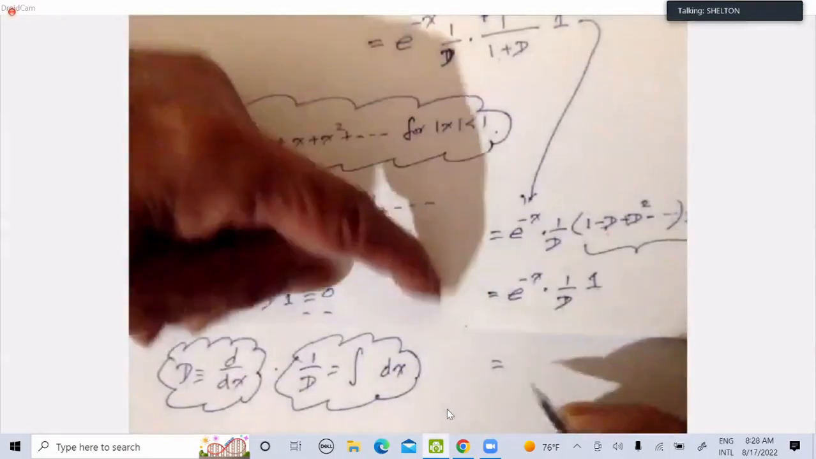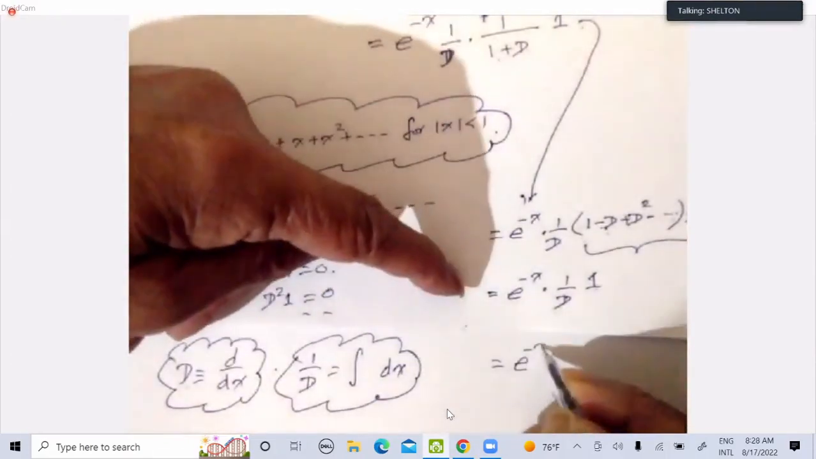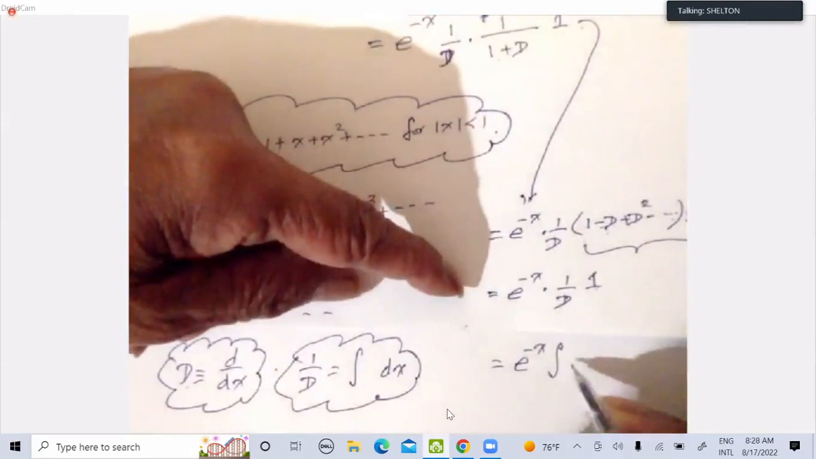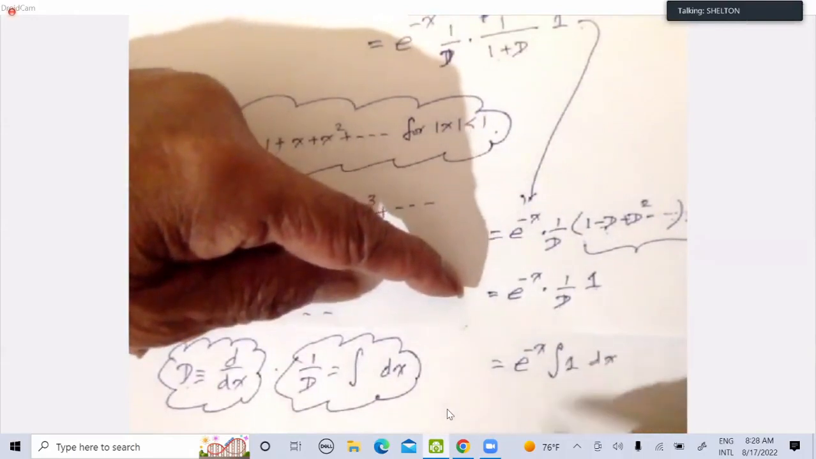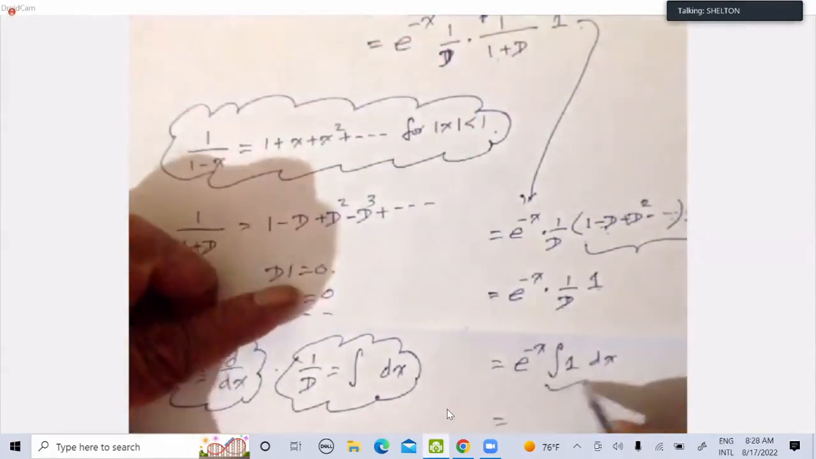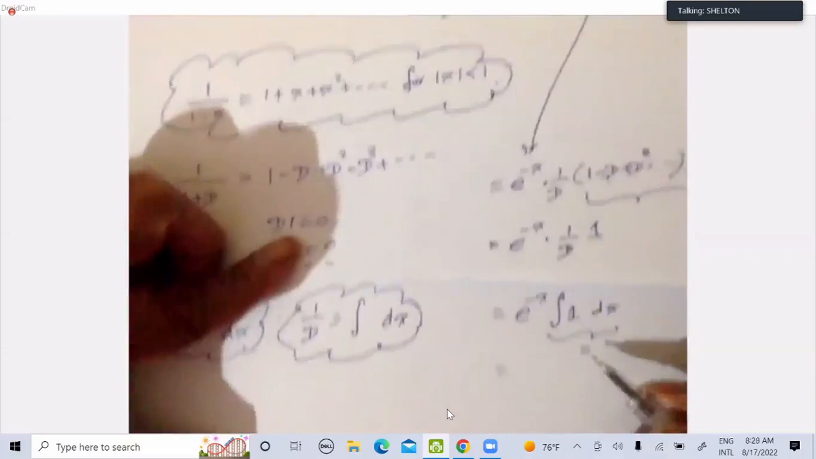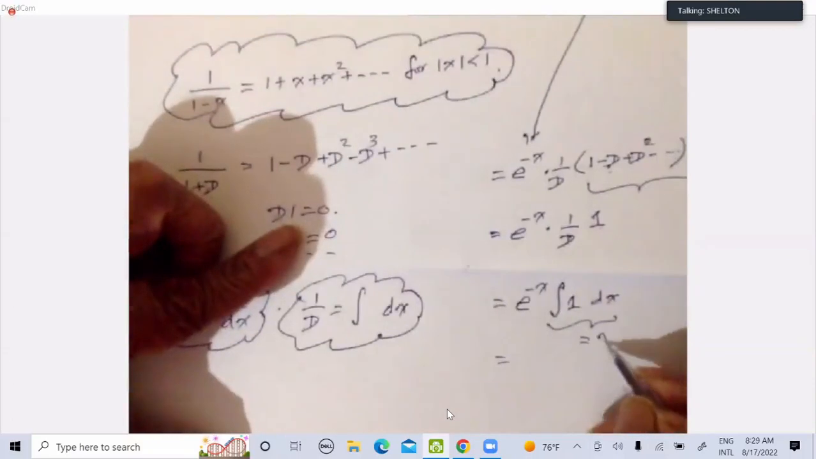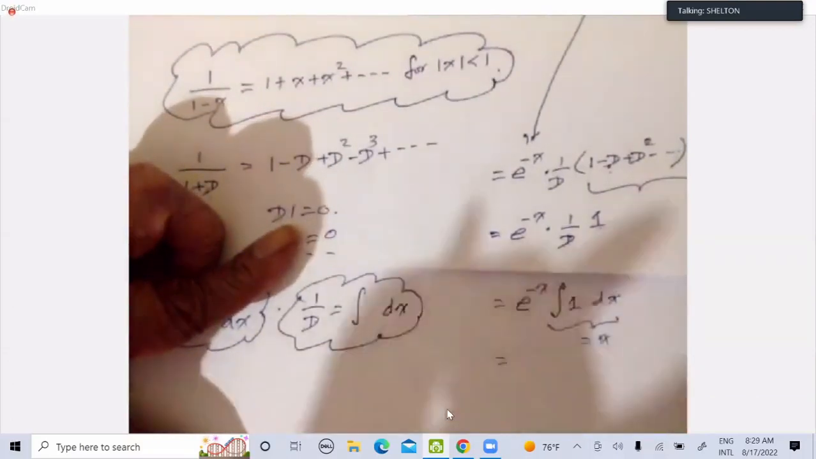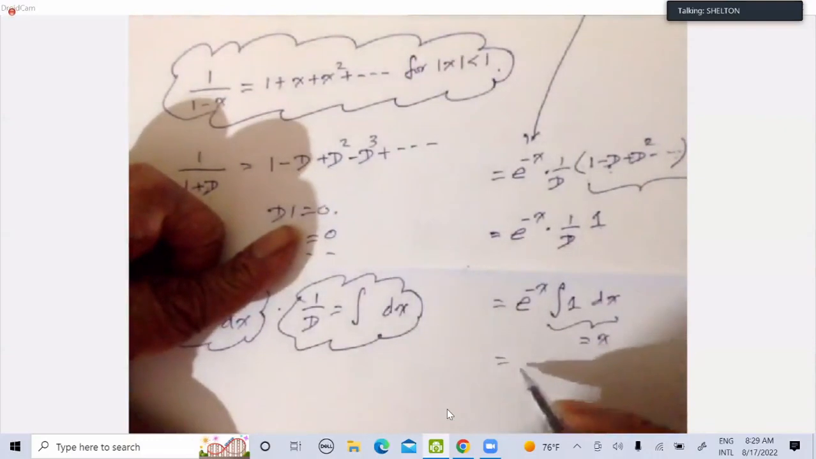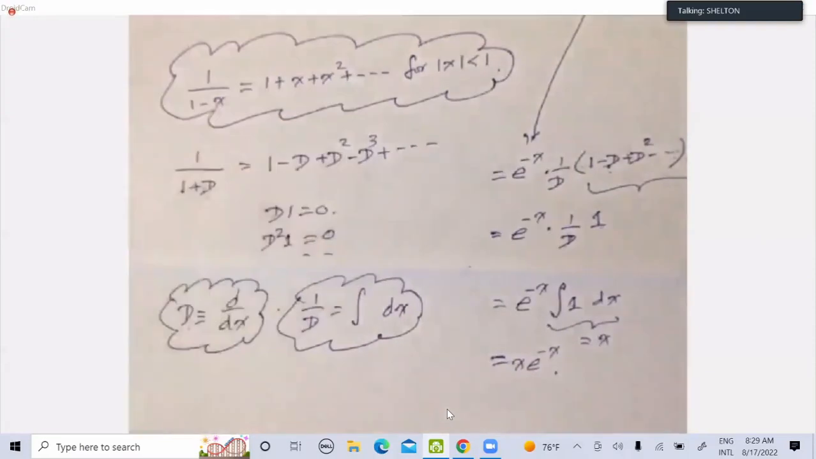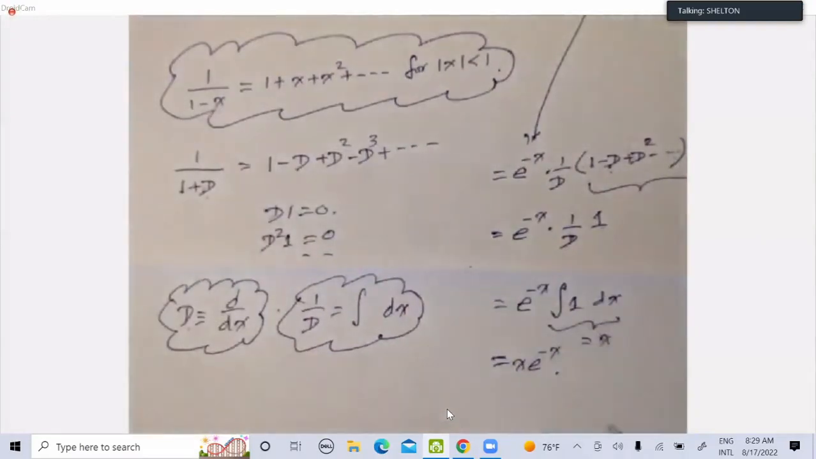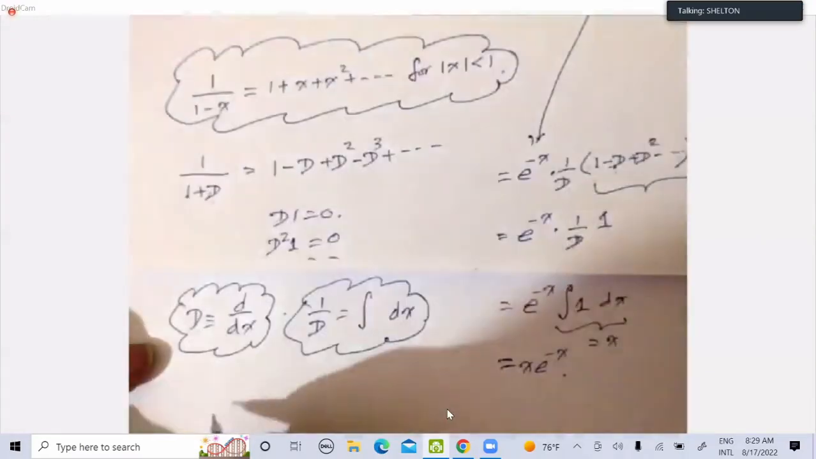So here e to the minus x times the integral of 1 dx. That is equal to x. We don't need an arbitrary constant because we need only one solution. So we get the particular solution as x e to the minus x. That is our yp.